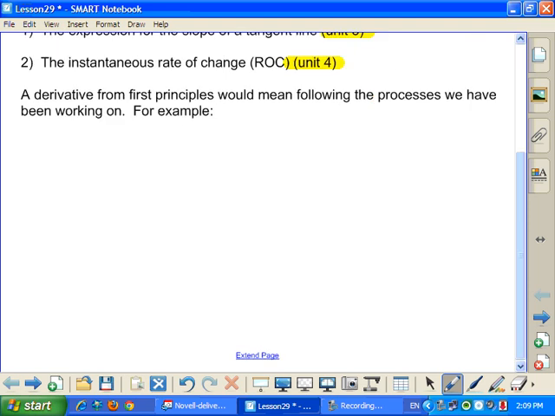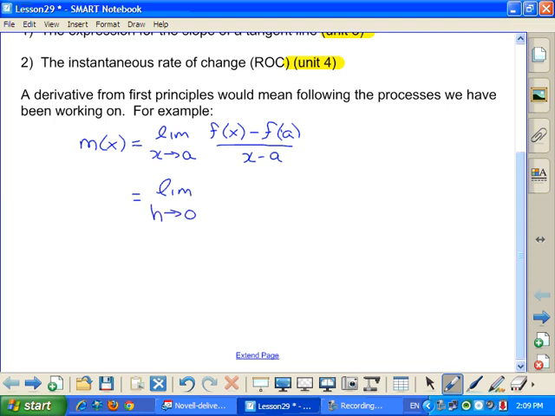So the derivative from first principles would mean the following process that we've been working on. So you already know that the slope of any tangent line can be determined using limits. So the limit as x approaches a, for f of x minus f of a, divided by x minus a. Or we know it as the limit as h approaches 0 for the function f of x plus h minus f of x, divided by h.